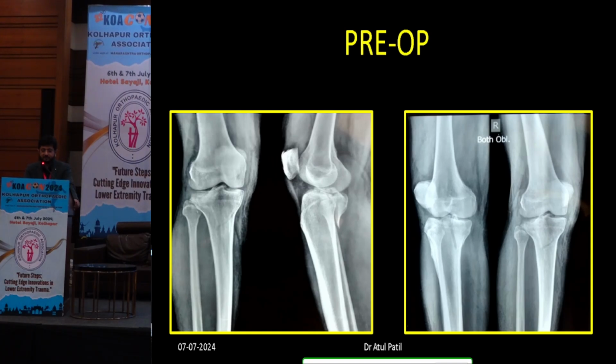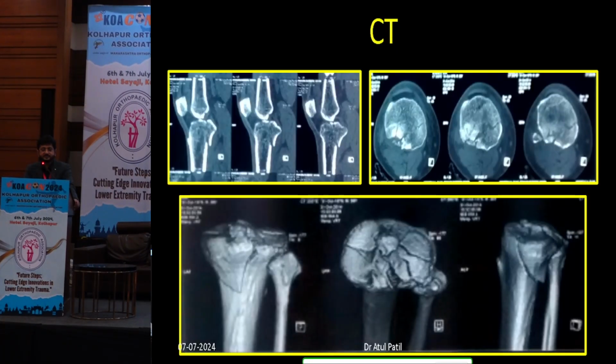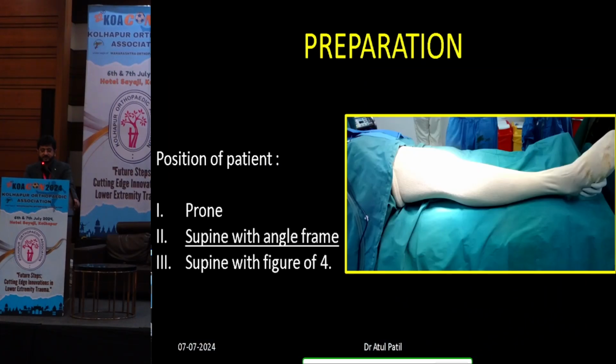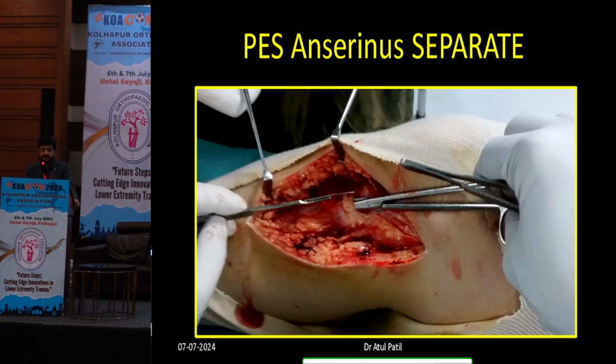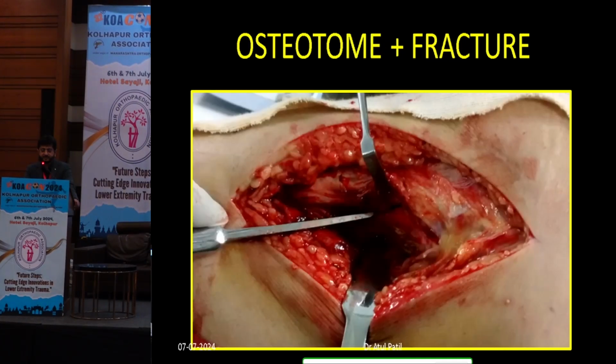Another posteromedial fracture, classical, CT scan showing posteromedial fracture, which can be done prone, supine with angle frame, or supine with figure of 4. I do it supine with angle frame. It is very easy. You stand on the opposite side, then incision, take care of the pes anserinus. If needed, you ligate and then resuture it again.